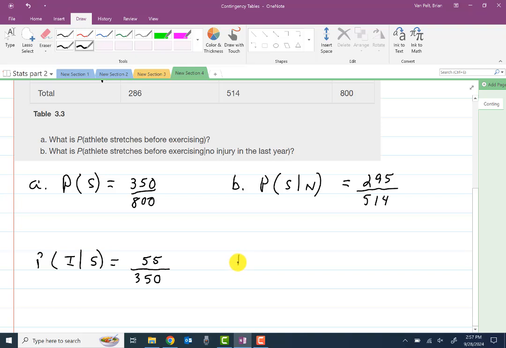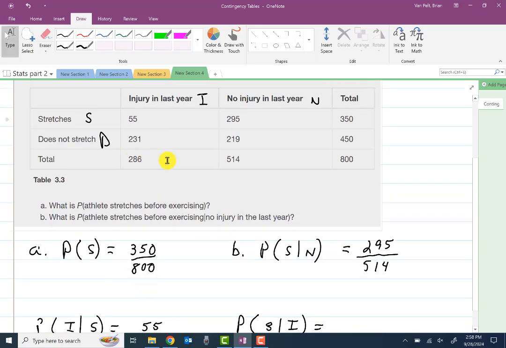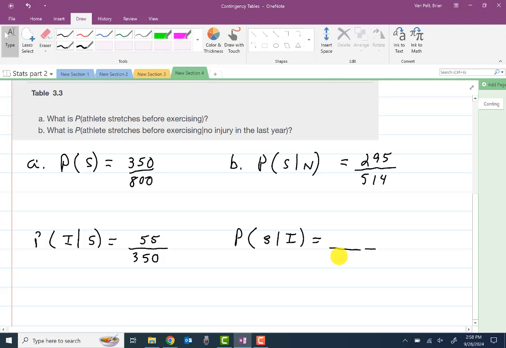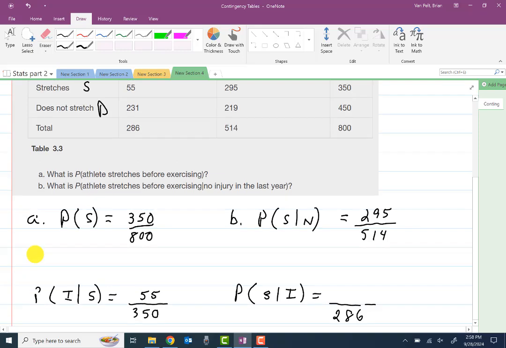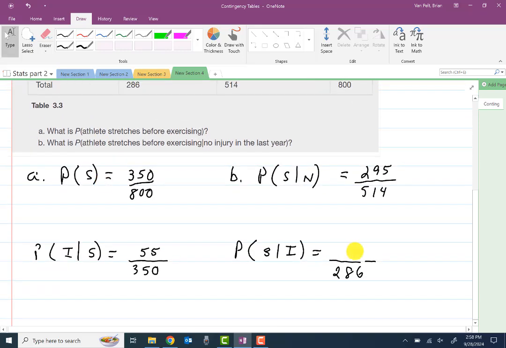And just to get extra practice, I'm going to do the probability of S given I, where I switch the letters. Now, however many people were injured is going to be my denominator. So let's take a look at those. Where's injured? The number of people injured was only 286. How many of those injured were stretchers? 55. Notice in both these problems they have the same numerator.